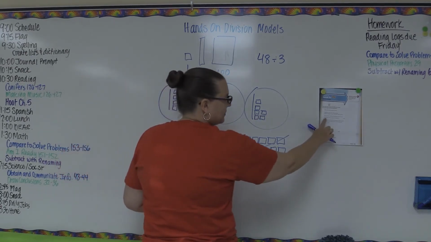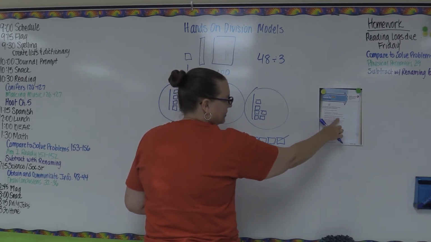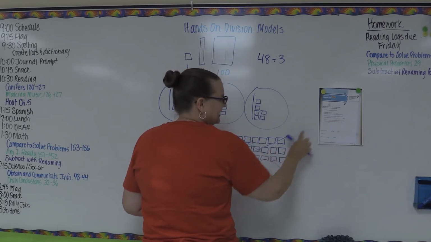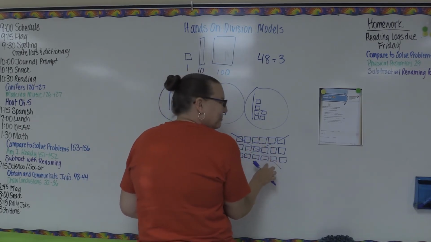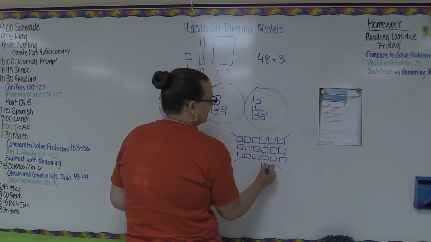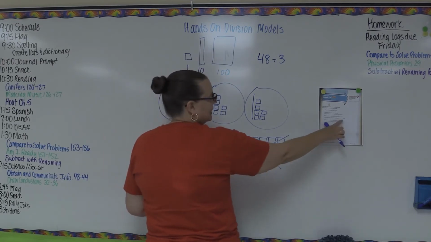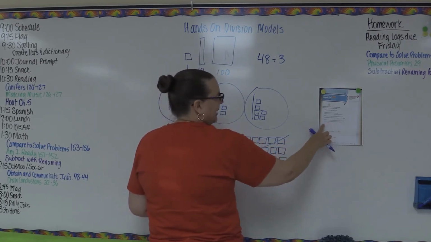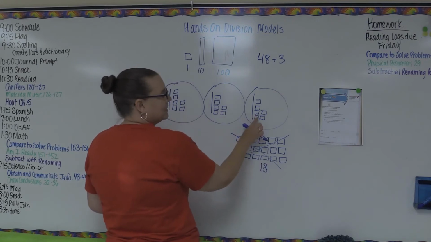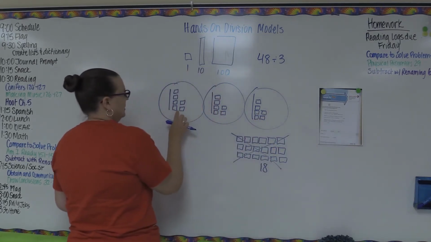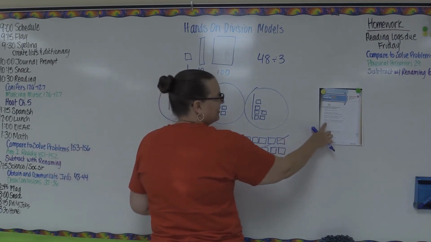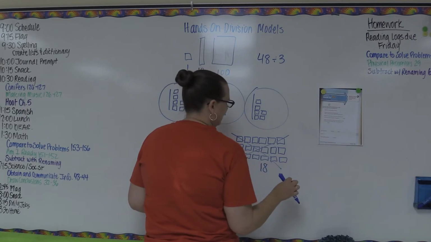So the first part it asks us is, when we regrouped these 10 blocks into 10 ones and we added the 8 more, they wanted to know how many ones there were, so we had 18. Remember, that's going to go in right here. So now they ask us to divide them into the equal groups that we did. So how many ones are in each group now? 1, 2, 3, 4, 5, 6. So right here, we have 6 ones in each group.